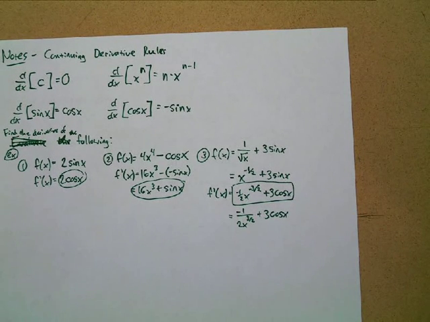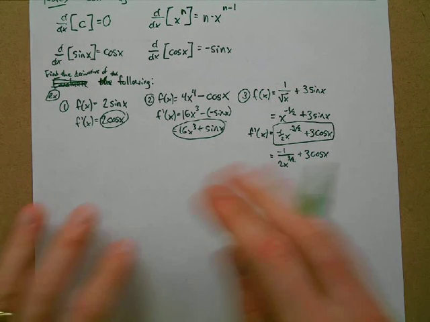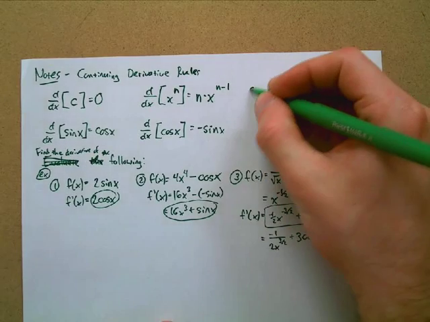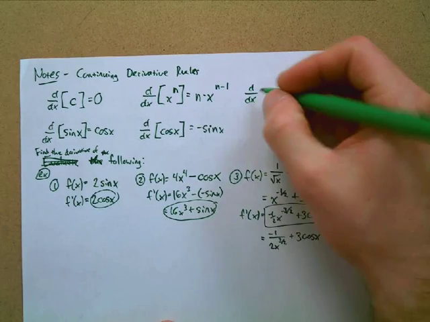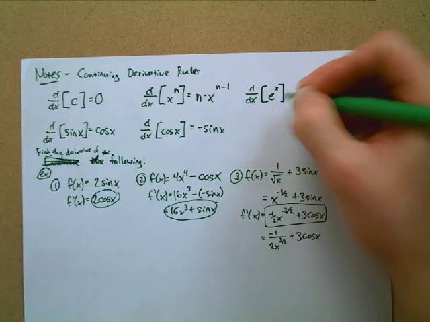All right, I'm going to show you one other function that we've seen before here. One other function, and that is the derivative, I guess I'll put it up here with all the other ones. That's the derivative of the natural exponential function, e to the x. The derivative of e to the x is e to the x.